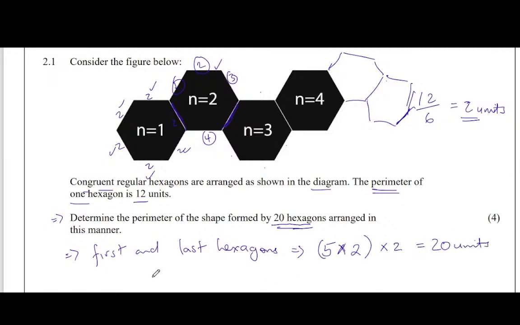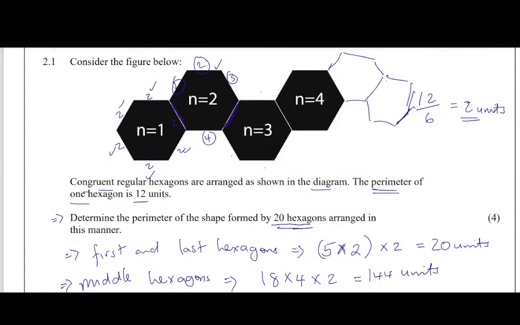Okay, then I will look at the middle hexagons or the middle pattern. So with the middle hexagons, how many will they be? Since I've removed 2 out of 20, I'll be left with 18 of them. So with these 18 hexagons, each hexagon is having how many open sides? It's 1, 2, 3, and then 4. 4 sides that are open. But each side is 2 units. So it's 18 times 4 times 2. That's going to give me 144 units.